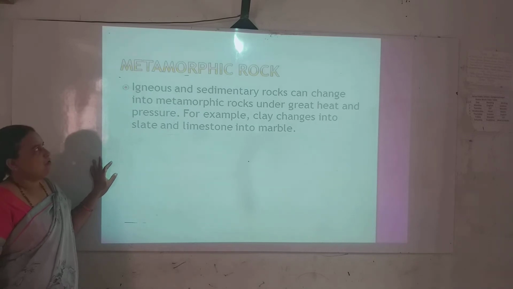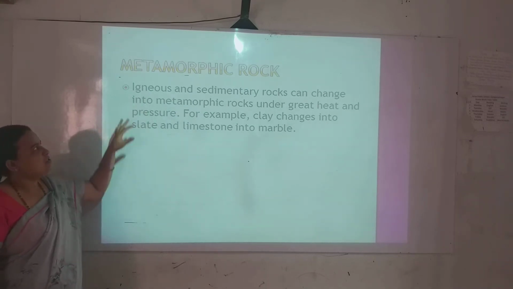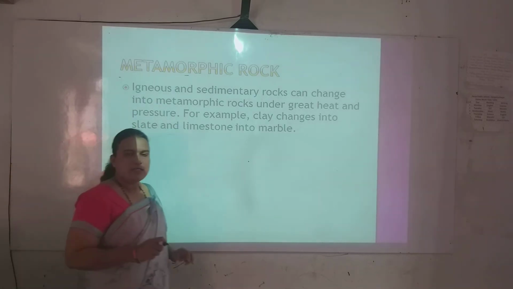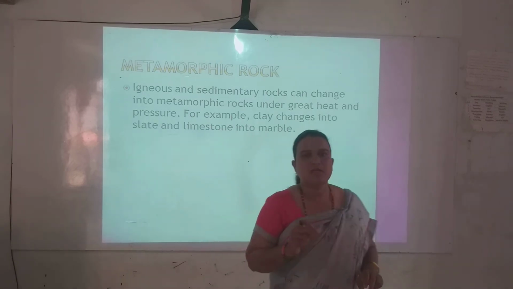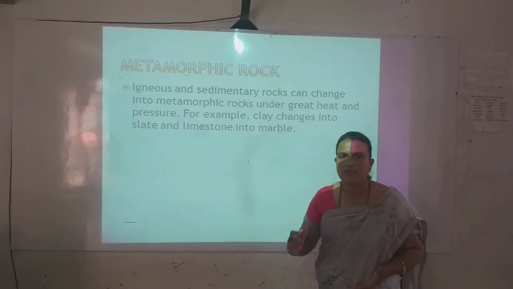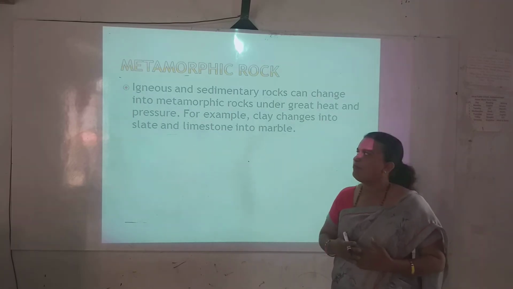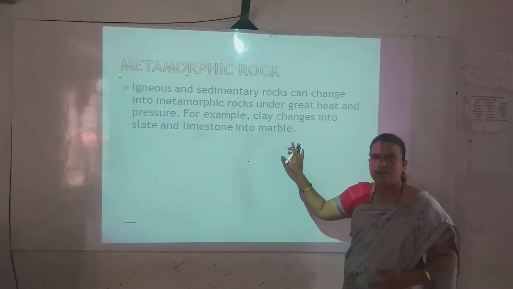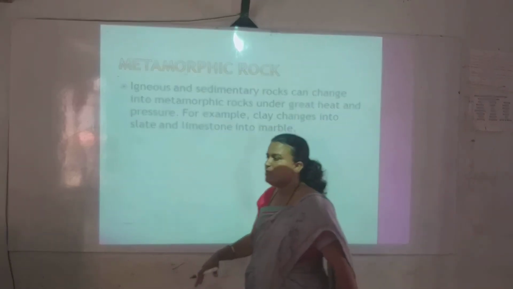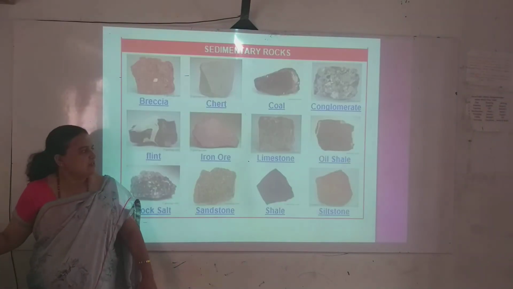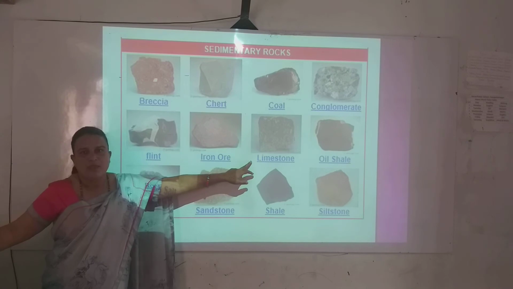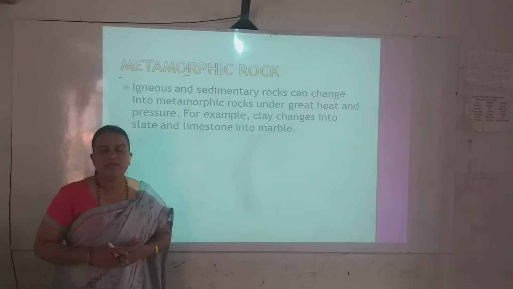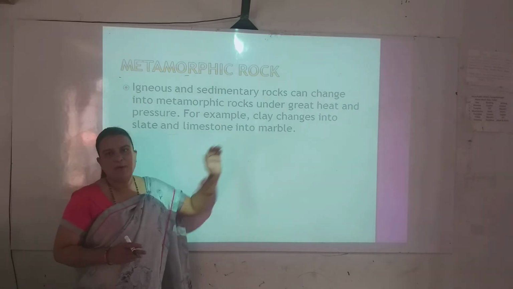Then the metamorphic rock. Igneous and sedimentary rocks can change into metamorphic rocks under great heat and pressure. When igneous rocks as well as sedimentary rocks come under a lot of pressure and heat, they are converted into metamorphic rock. Clay changes into slate and limestone into marble. Limestone, as we have seen in the previous slide, is a sedimentary rock, and when it comes under great heat and pressure, it converts into marble.